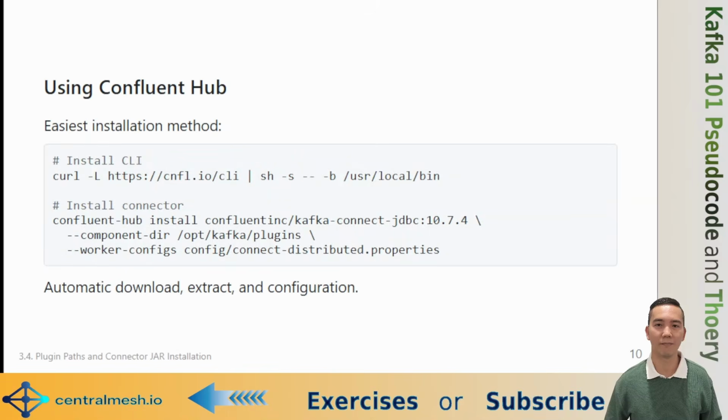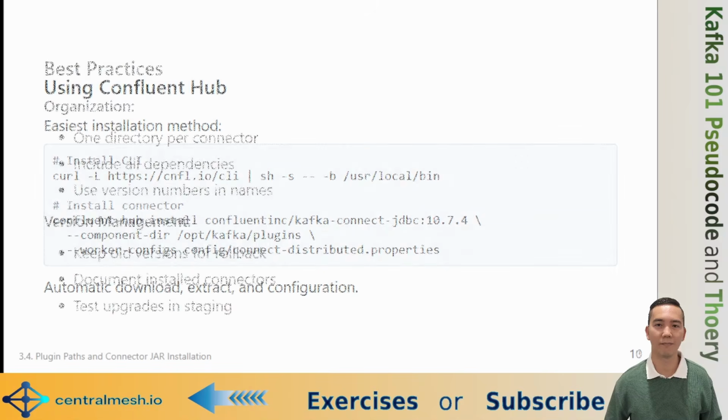While manual installation works perfectly fine, Confluent Hub makes the process much easier. After installing the Confluent Hub CLI, you simply run a single install command. Confluent Hub automatically downloads the correct connector version, extracts it into the plugin directory, and can even update the worker configuration for you. For beginners, this is often the easiest and safest way to install official connectors because it eliminates much of the manual work. Even experienced administrators frequently use Confluent Hub since it reduces the chance of missing files or installing the wrong version.